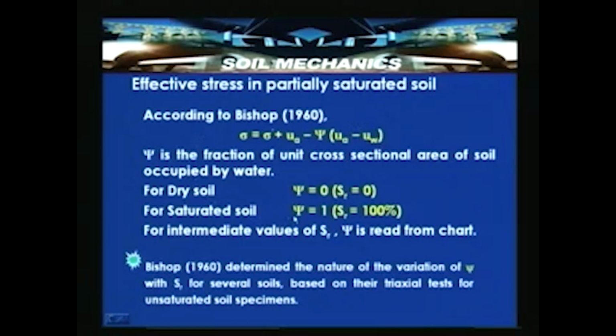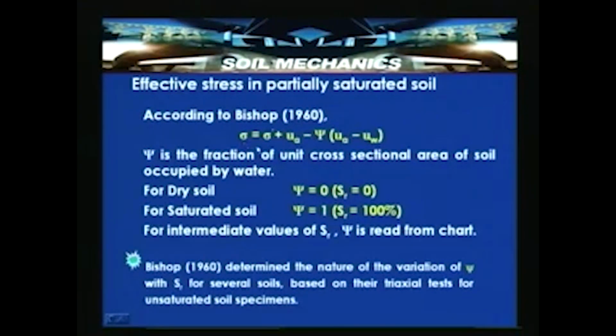So, this value of psi is equal to 0 for dry soils, when the degree of saturation is equal to 0. You can see that when this is 0, then sigma is equal to sigma dash plus ua, that is total stress is equal to effective stress plus pore air pressure. In case of saturated soil, when psi is equal to 1, with the degree of saturation 100%, sigma is equal to sigma dash plus uw, that is pore water pressure.